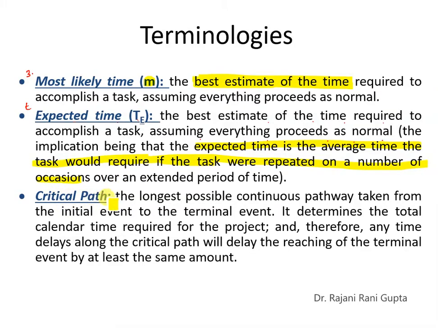The next definition is critical path, which is the same as we have defined in the critical path method. It is the longest possible continuous pathway taken from the initial event to the terminal event. It determines the total calendar time required for the project, means how long it will take to complete the project. Therefore any delay along the critical path will delay the reaching of the terminal event by at least the same amount. So as we have seen in the critical path method, if we delay one of the activities, definitely it's going to affect the total project completion time.